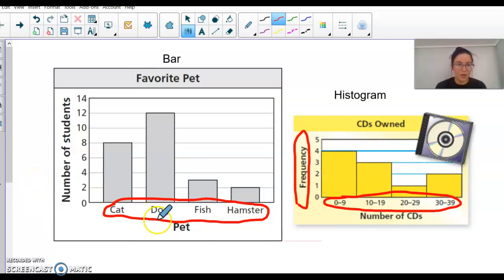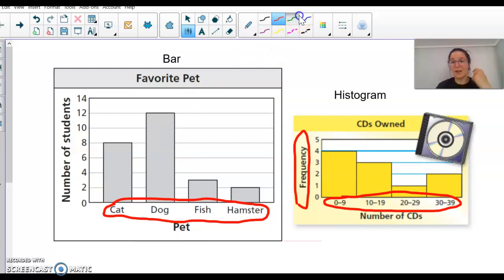Whereas for a dog, 12 students have a dog, exactly 12, as their favorite pet. Fish, 3 students have fish as their favorite pet. So that's the difference between a histogram and a bar graph.